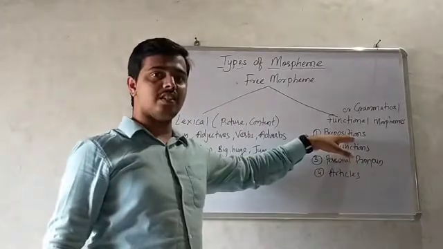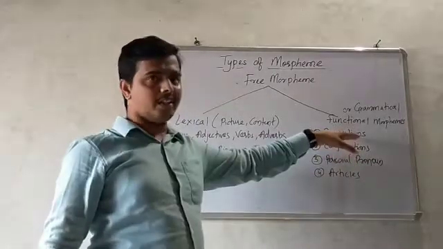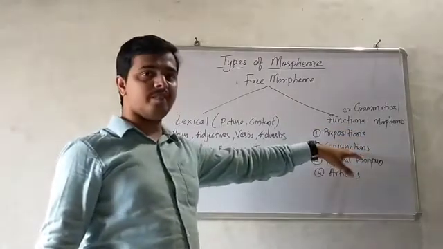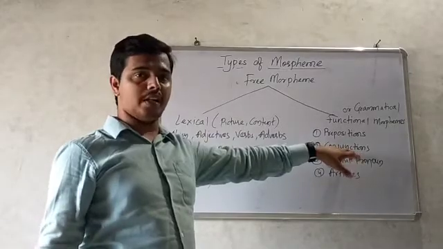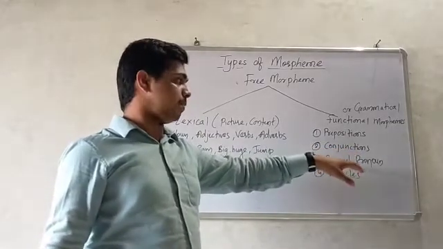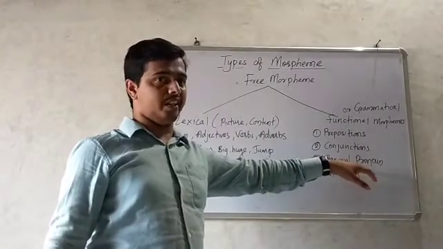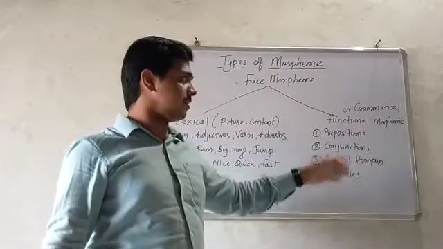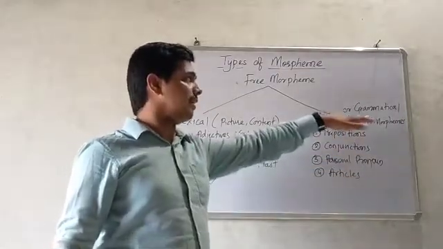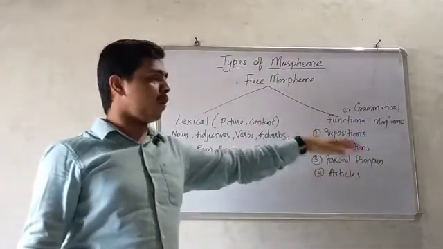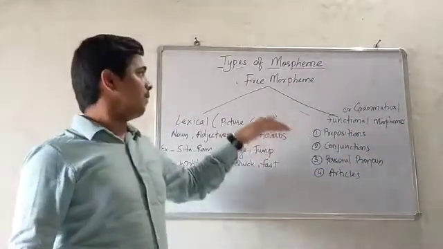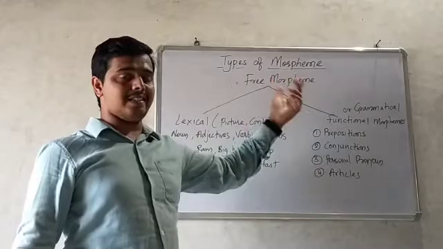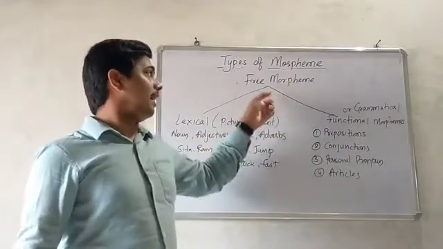As you know, prepositions: at, on, in, above, up, down, beneath. Conjunctions like and, for, but, or, nor. Personal pronouns: I, me, he. Articles: a and the. So these parts of speech come under grammatical or functional morphemes. So this is the first type of morpheme, that is free morpheme. Now let us see the second type of morpheme, that is bound morpheme.